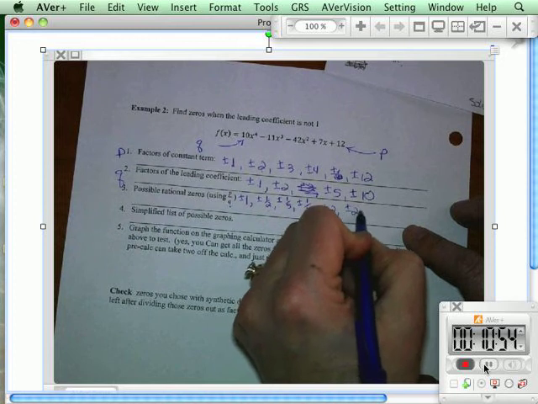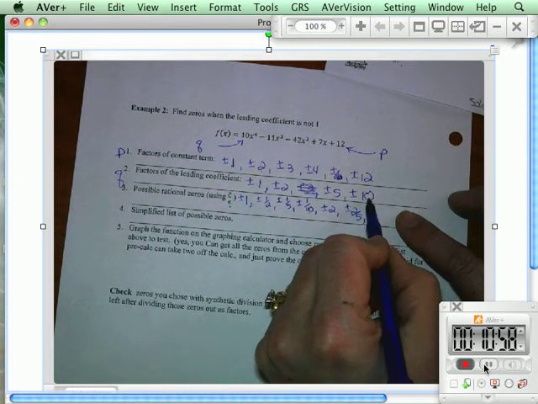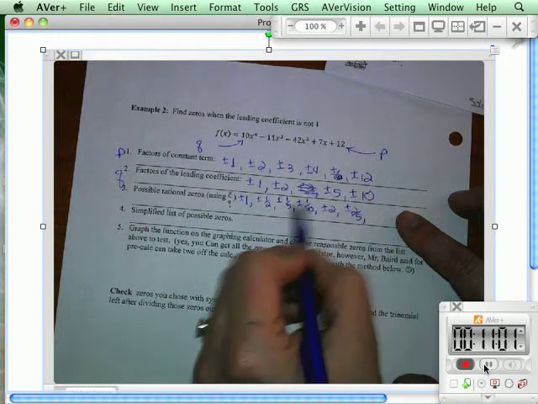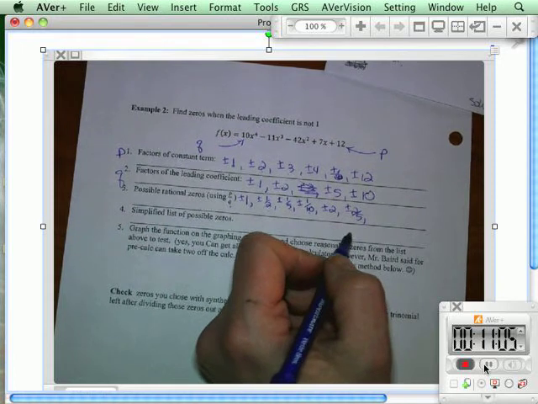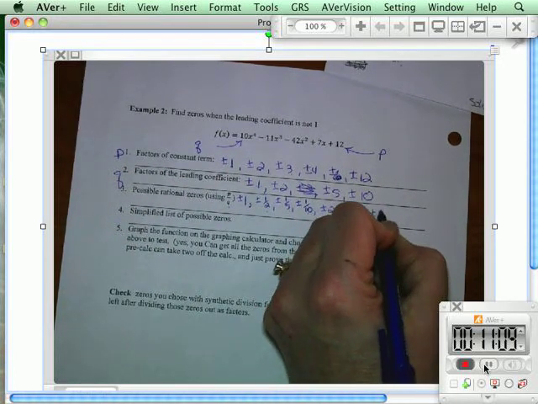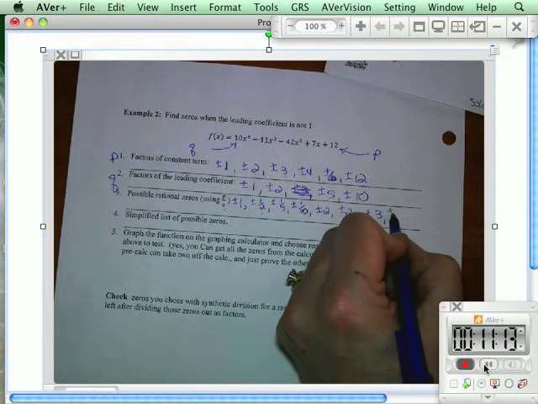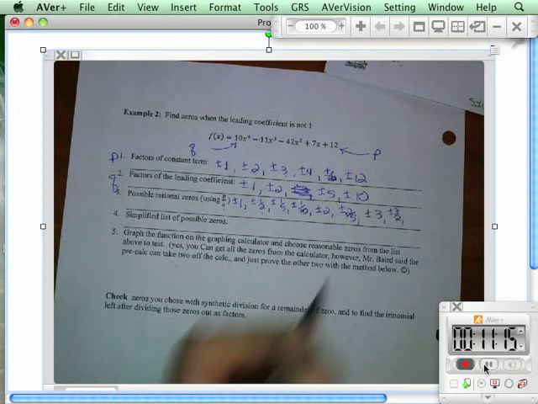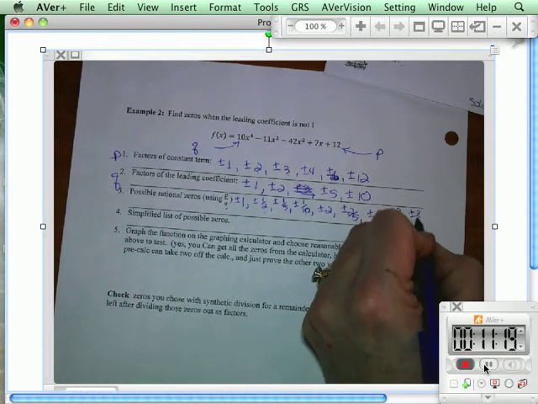And plus or minus 2 over 10, which is the same thing as 1/5, and I already have that, so I'm not going to write that again. All right? So then I go to the 3's. Plus or minus 3 over 1 is just 3. And then plus or minus 3 over 2, I don't have that yet, that's 3/2. Plus or minus 3 over 5. And plus or minus 3 over 10.